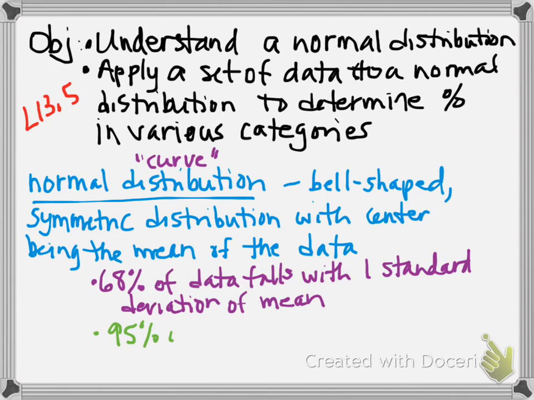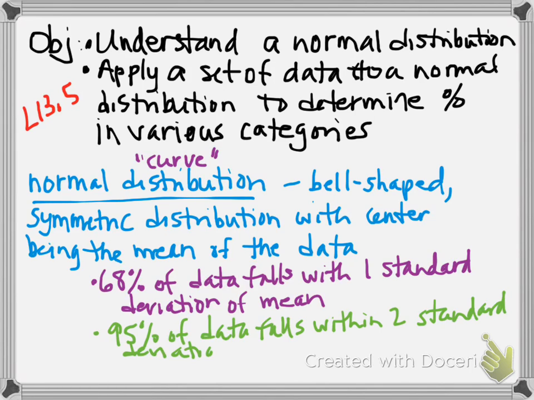Then you've got 95% of data falls within two standard deviations of the mean. So that should say within for the 68%. If I go 2 to the right, 2 to the left, so a total of 4 standard deviations, 95% of all scores should be in that range.